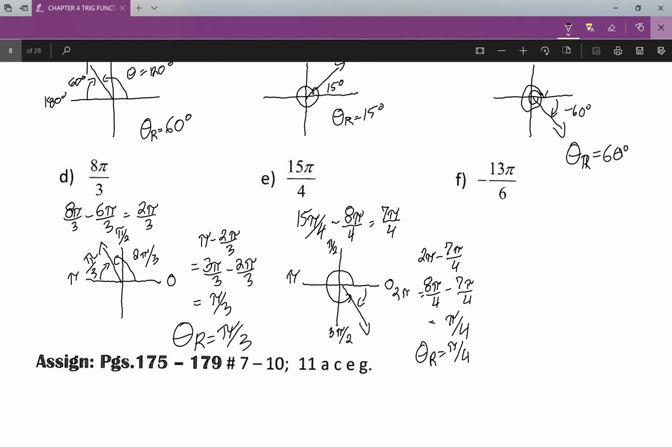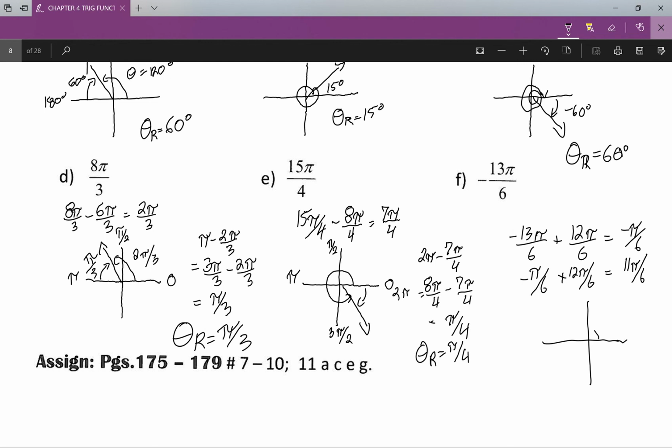Lastly, negative 13 pi by 6. We need to get this to its positive angle first, so I add the 2 pi, or I add the 12 pi by 6, which gives me negative pi by 6. Then I go negative pi by 6 plus 12 pi by 6, and this will give me 11 pi by 6.